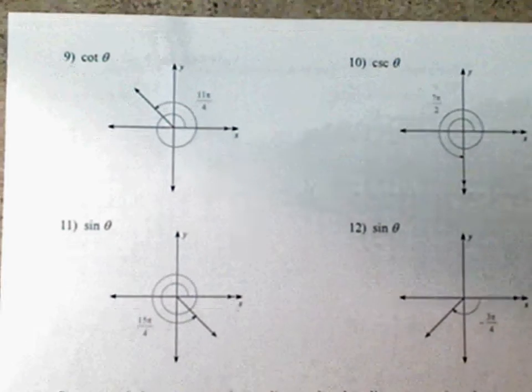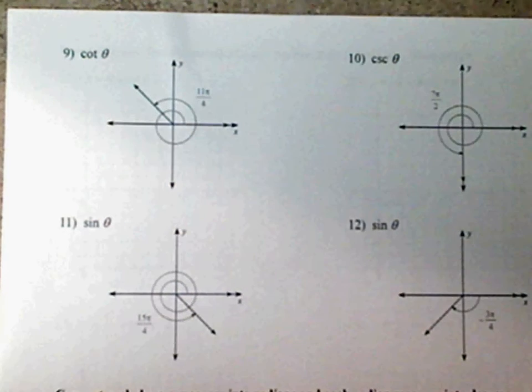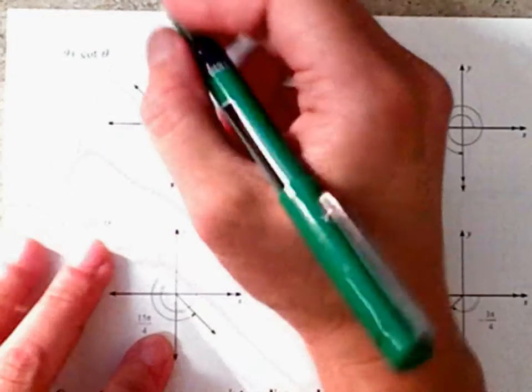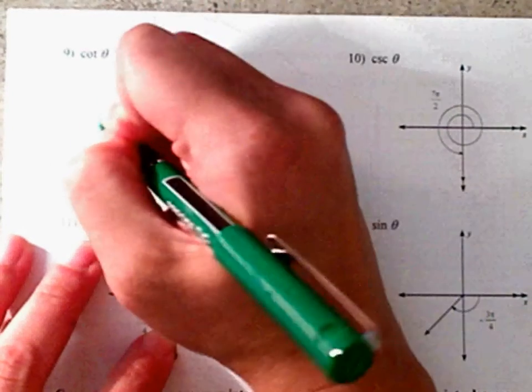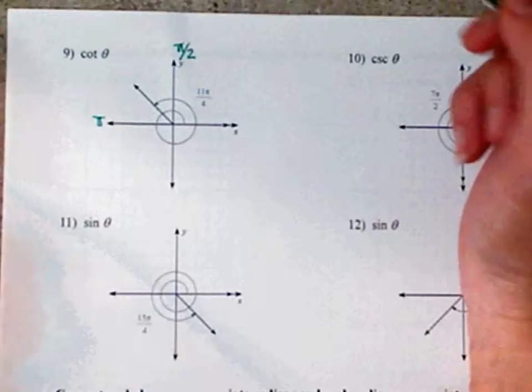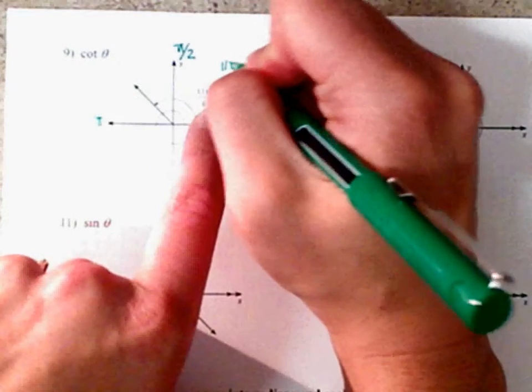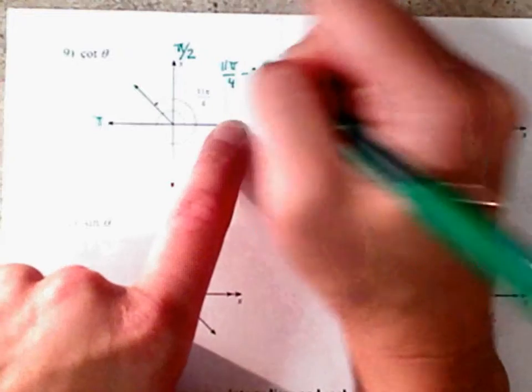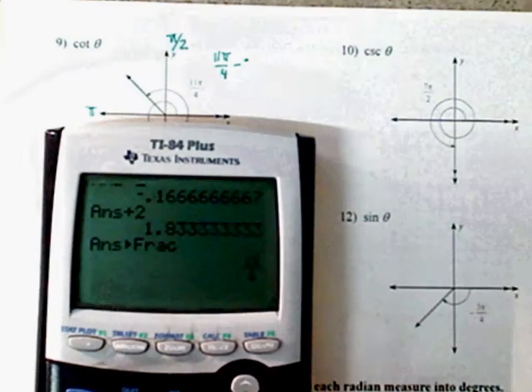Okay? So you want to use your unit circle to kind of help you out right here. Alrighty. Now take a look. I'm in the second quadrant, so it has to be between pi over 2 and pi. So I'm going to start off with 11 pi over 4. Now the whole circle is 2 pi. Okay? So let's see what we've got.